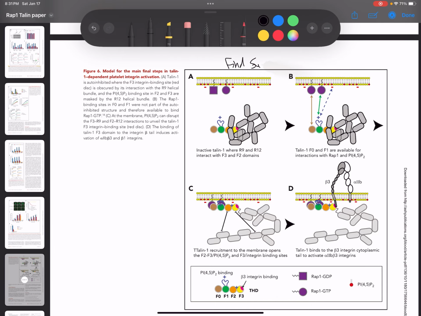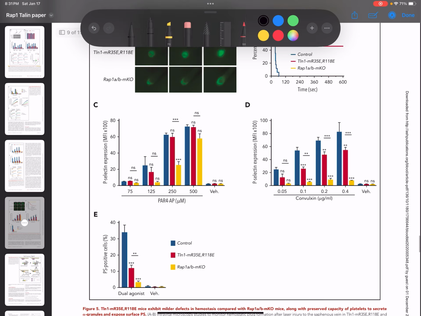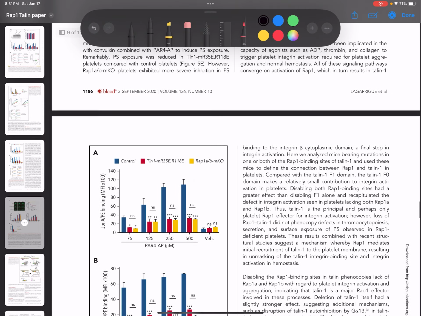Find summary. Figure. They may or may not have this depending on the type. Wow, I did not spell figure. There we go. All right. Sorry if this is glitching. I am using my iPad.